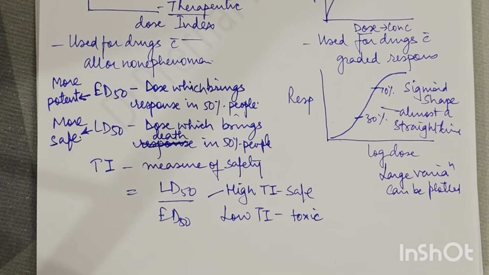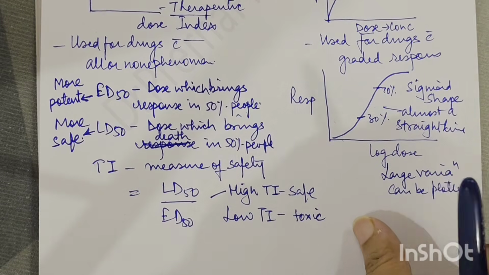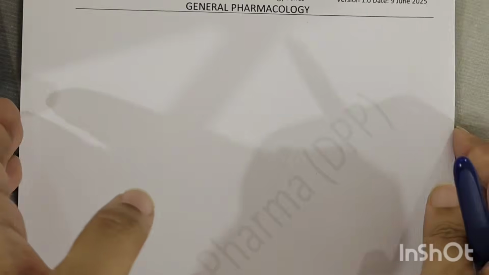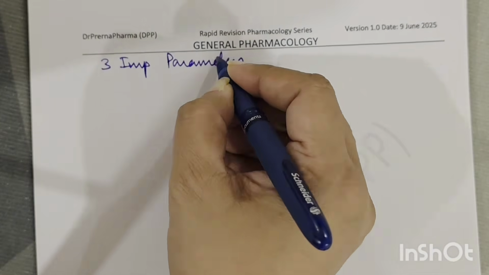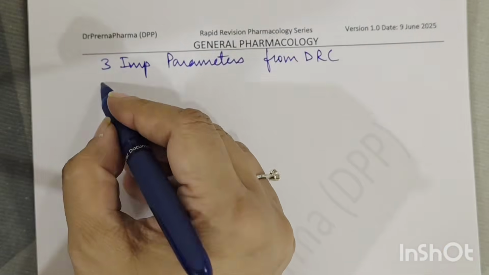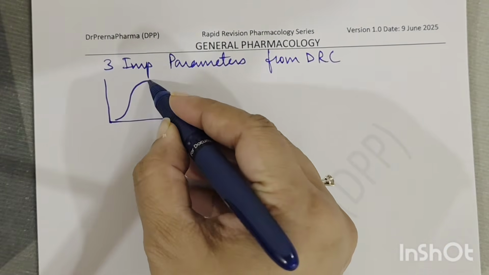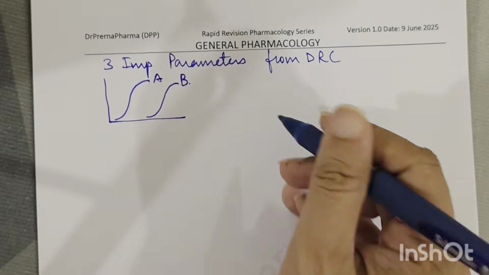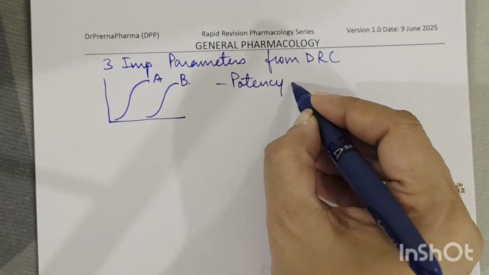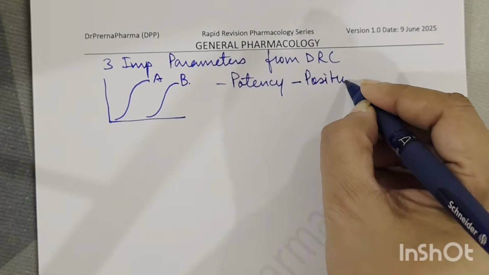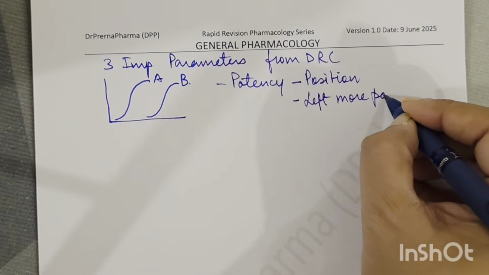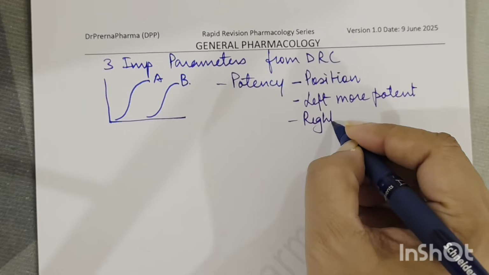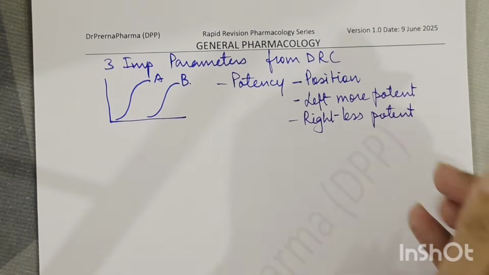So this is the dose response curve, the dose response relationship that we have talked about. Now, what are the three important parameters? Let us see that. Three important parameters from DRC which we study. Suppose there are two drugs, this is A and this is B. The first thing that we calculate is potency. Potency is determined by the position of the curve on the graph. The left one is more potent and as it goes right it is less potent. Okay, so this is about potency.